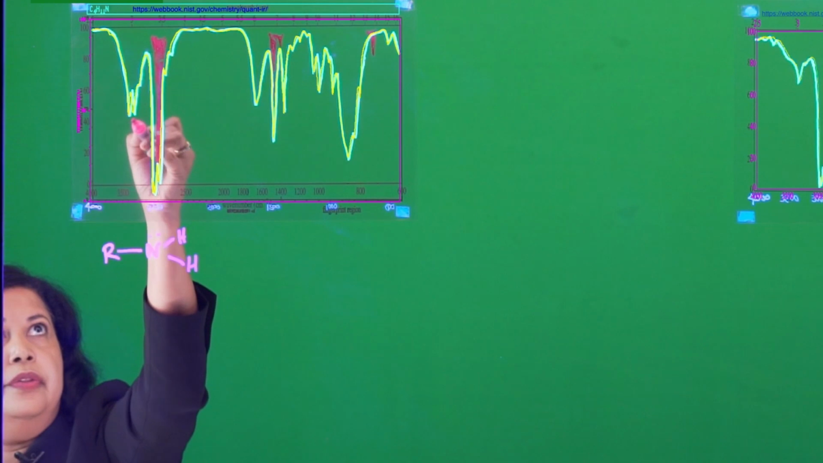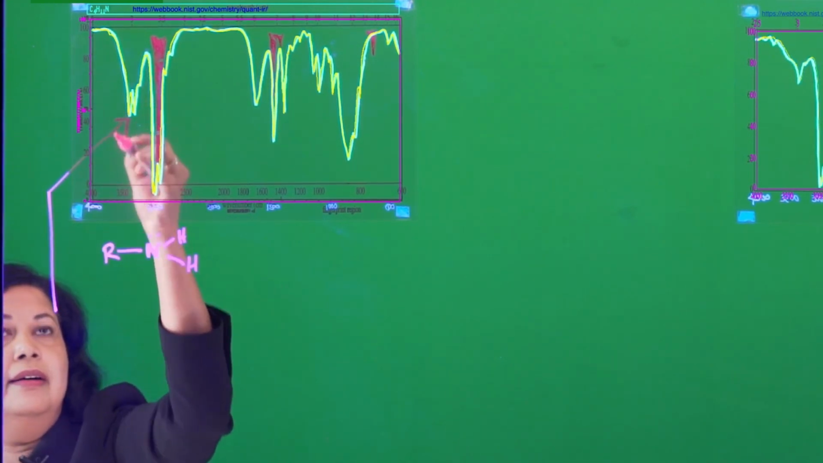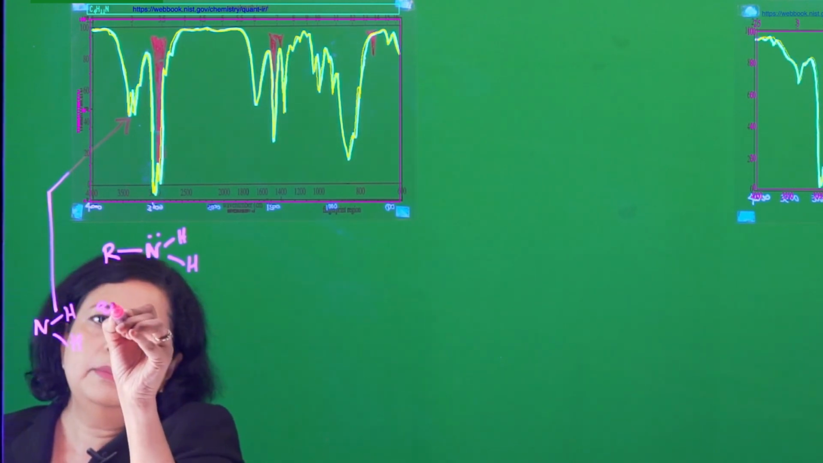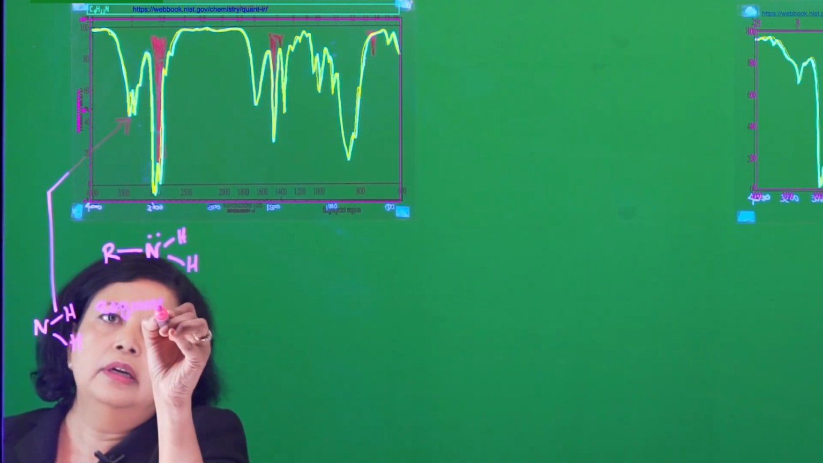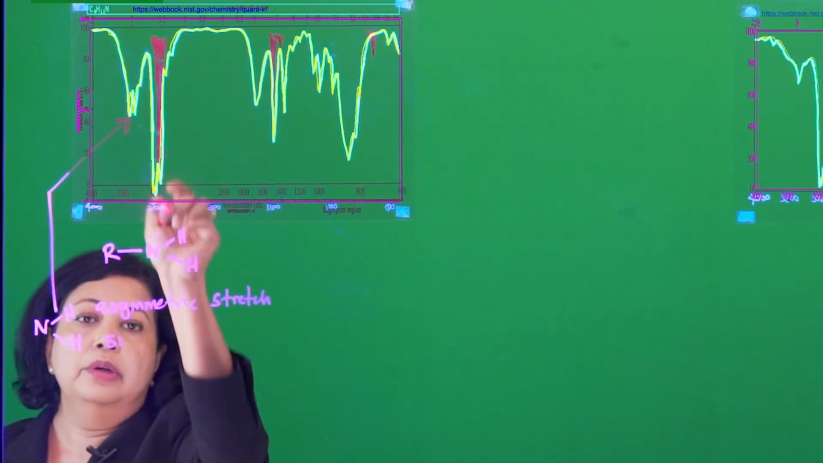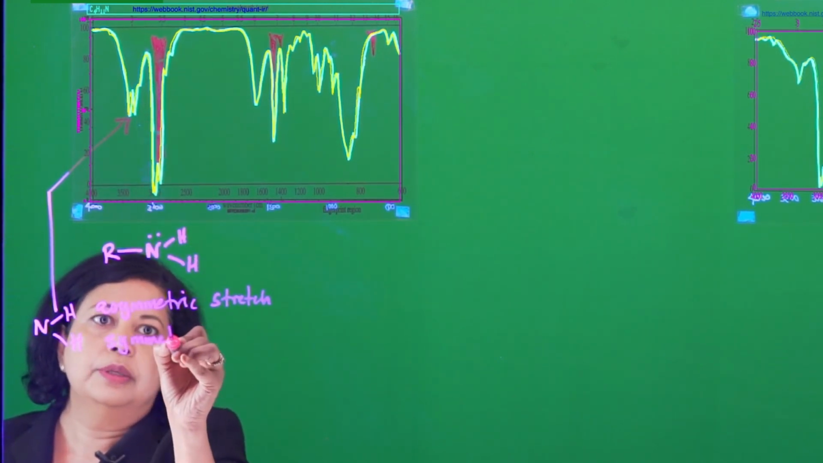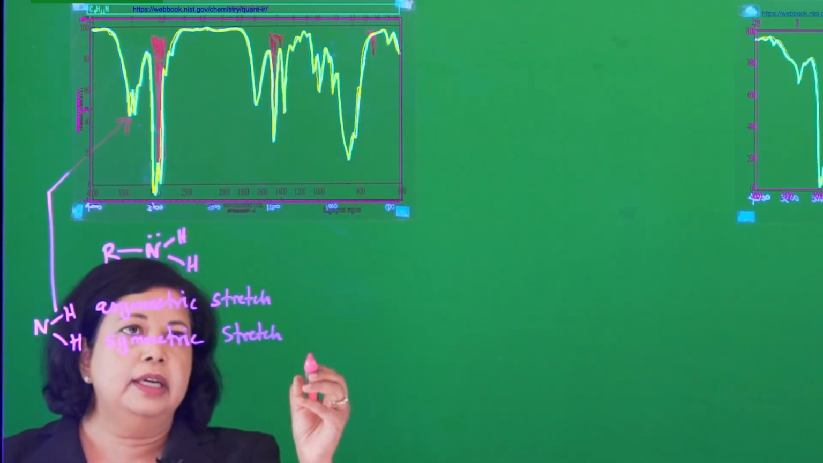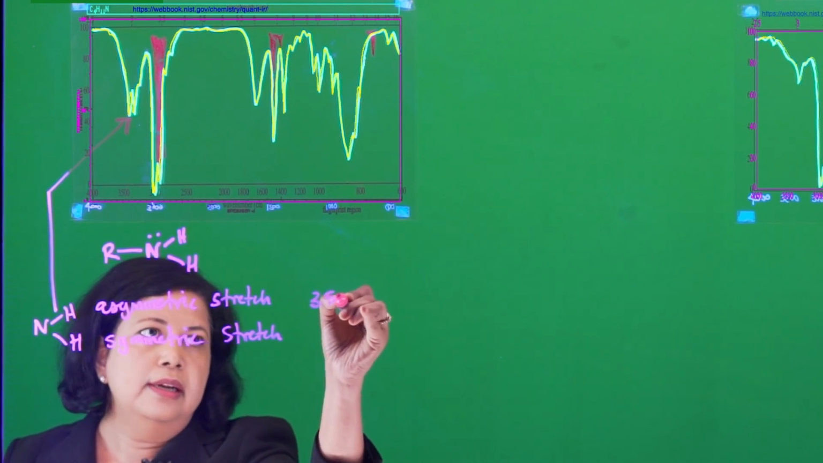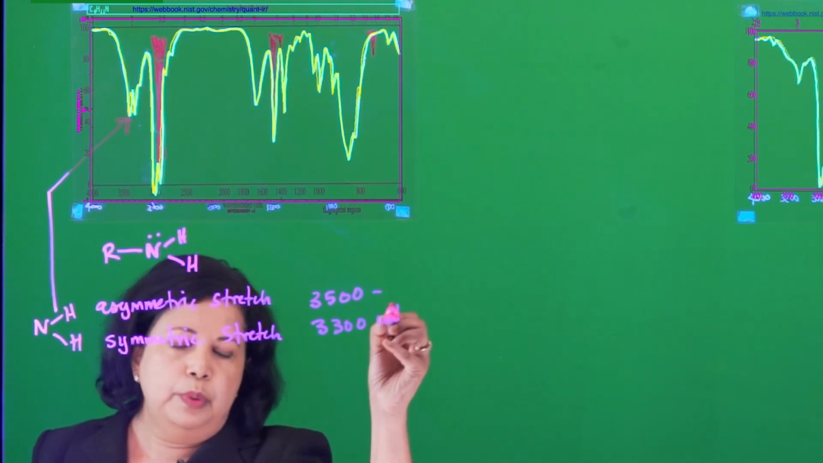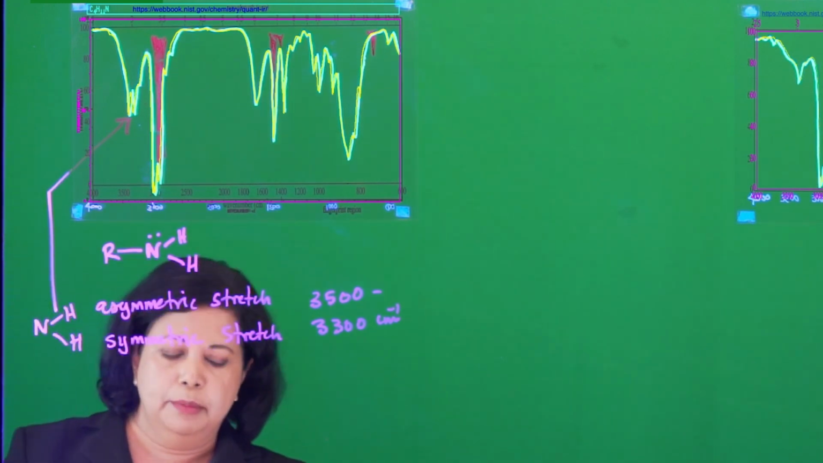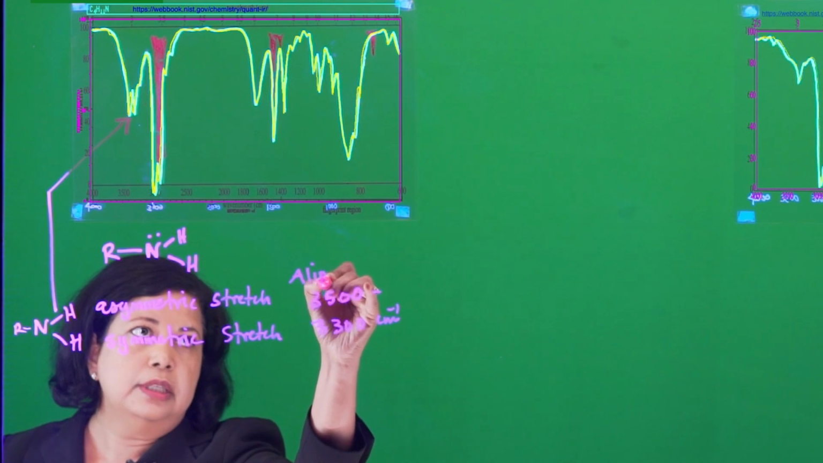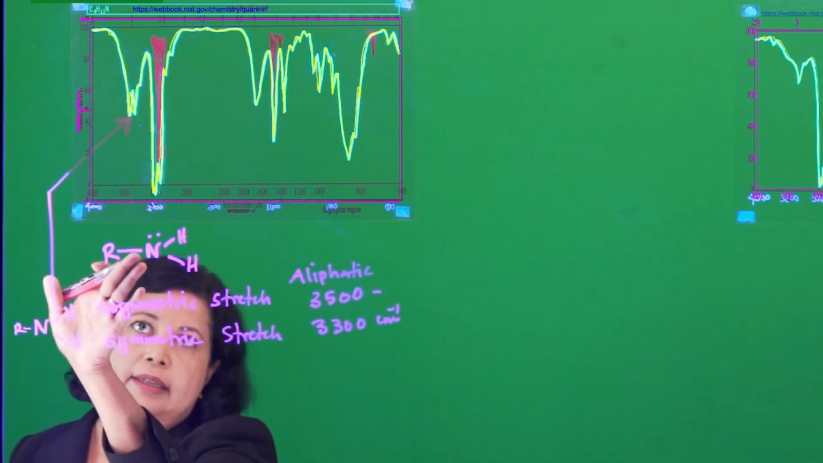So therefore, these peaks are NH2. Asymmetric is typically the higher, and then the other one here would be your symmetric stretch. And that's typically around 3500 to 3300 range. And that's where we see a doublet or a double peak. This is for an aliphatic, okay? That means it's just like an alkane attached here.